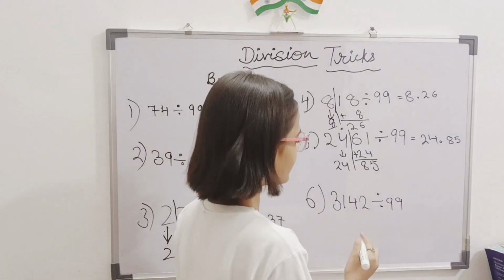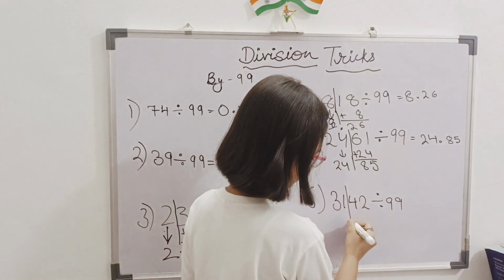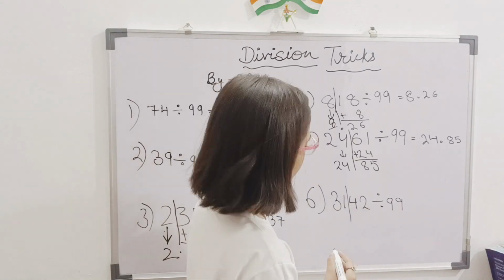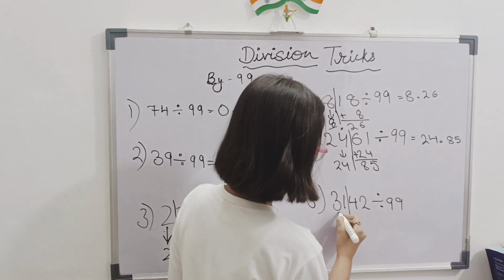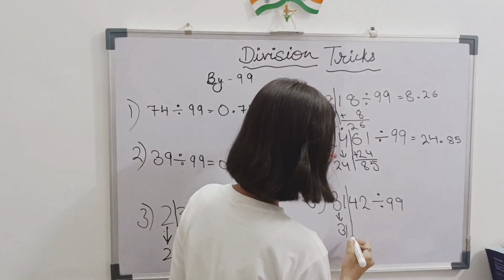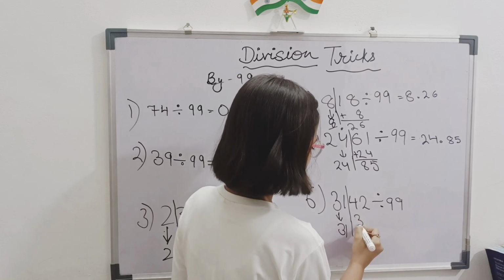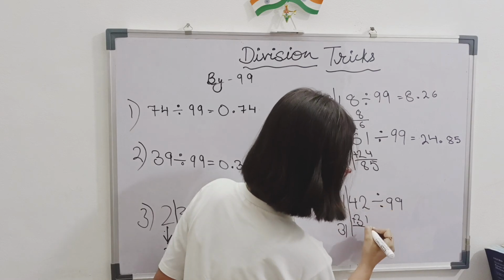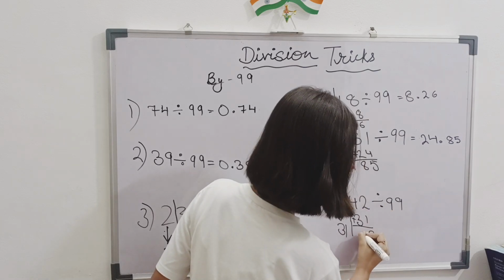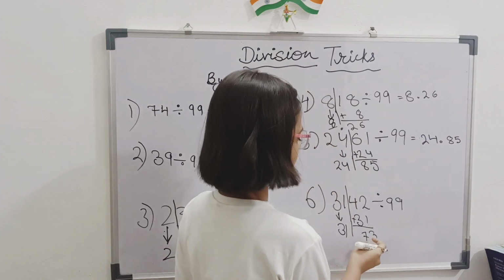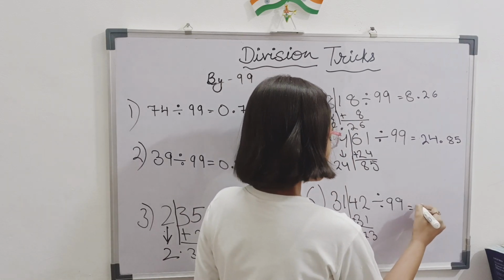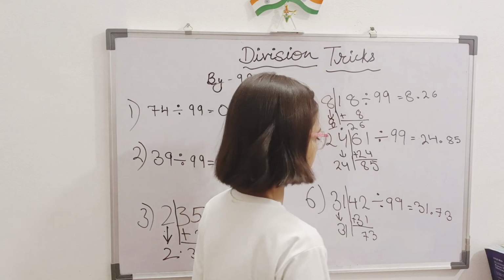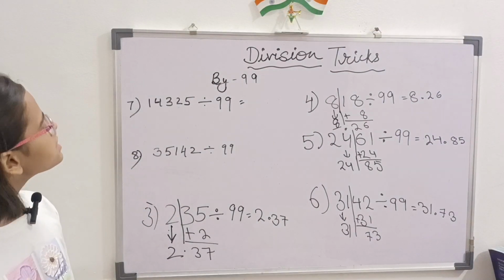Our next number is 3142 divided by 99. We have to make a partition after leaving two digits from the back because 99 is a two-digit number. Then we write 31 as it is and add this 31 to 42. Then we get 2 plus 1, 3, and 4 plus 3, 7. So we get 73. So our answer is 31.73.